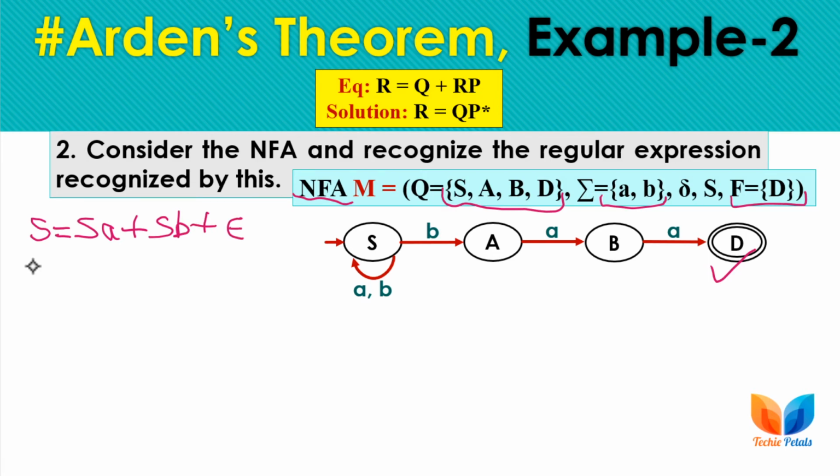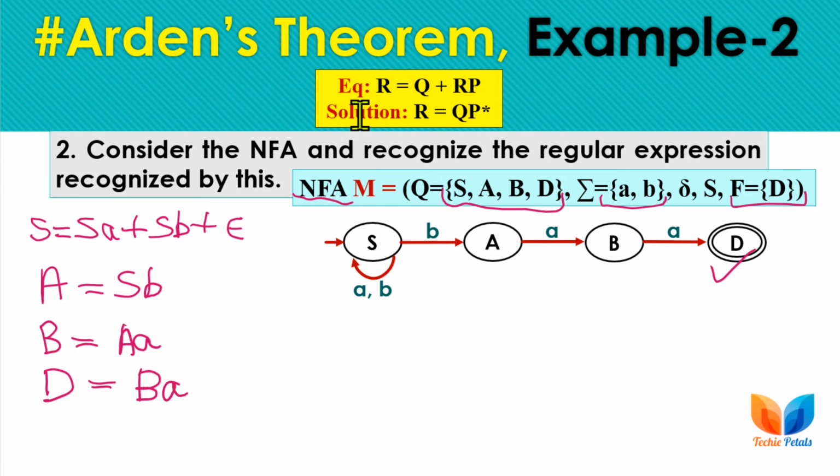For A we have only one input, from the state S with b. B has only one input, from A, with input a. Similarly, for D we can write the expression as D getting input a from B. So these are the final expressions corresponding to all the states.